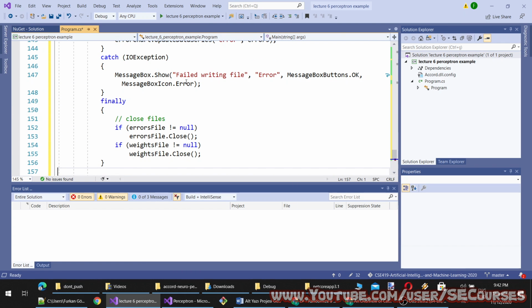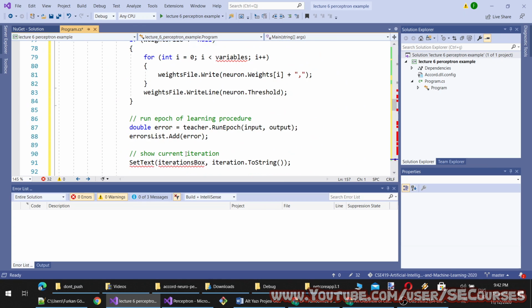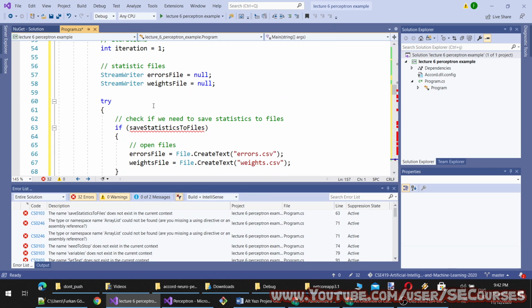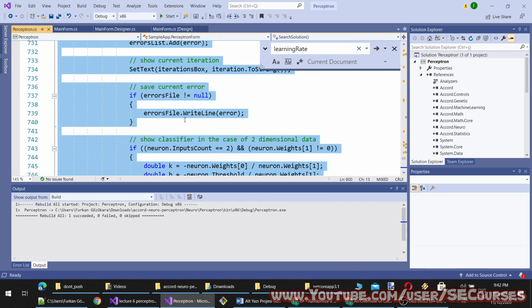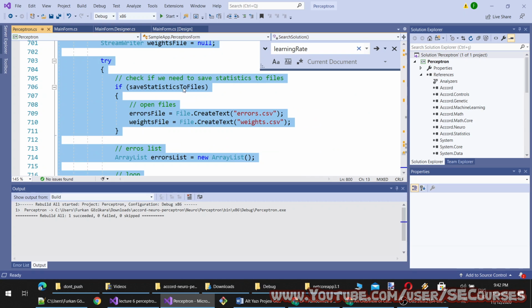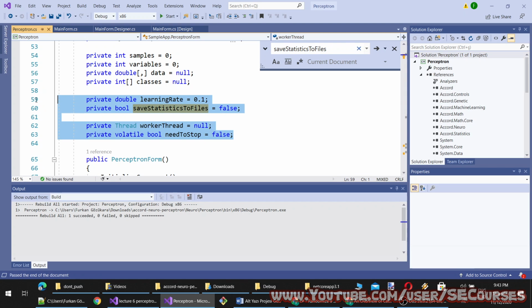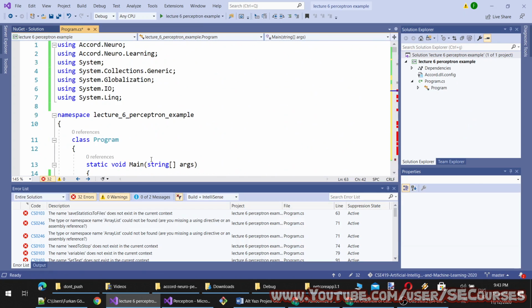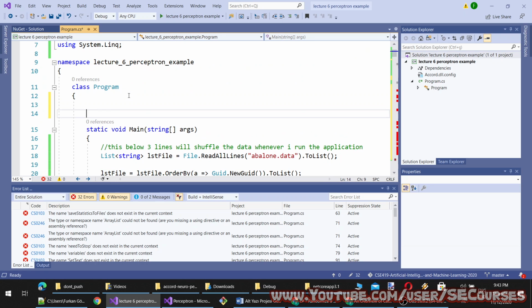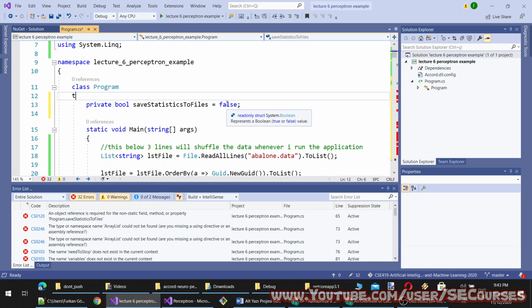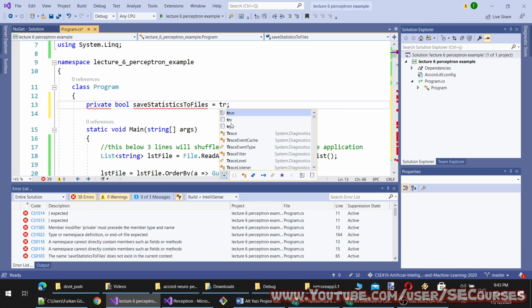Because we will be doing training on the entire set. Okay, save statistics to file. So let's copy this as well. Private rule. True. Yes, I want to save statistics to file.